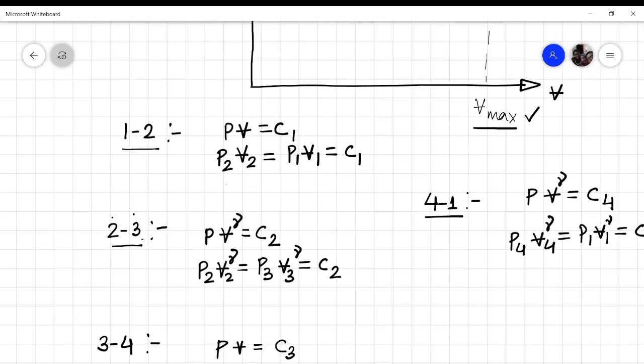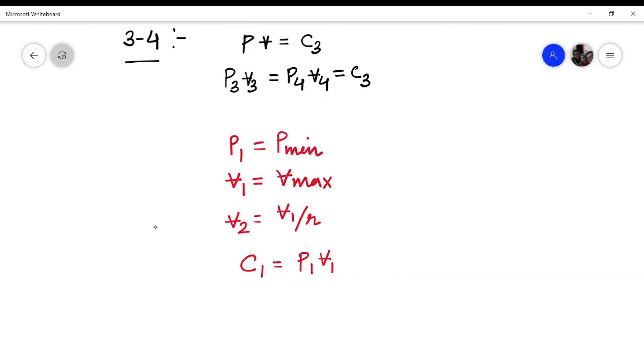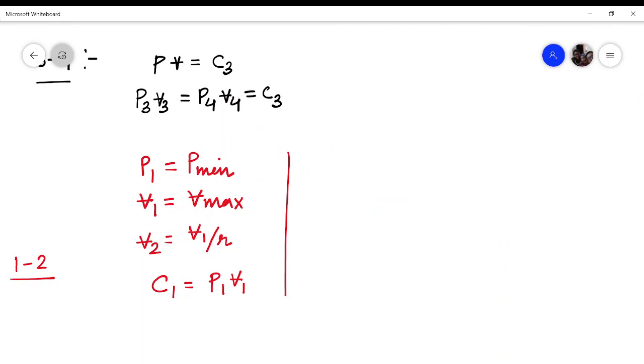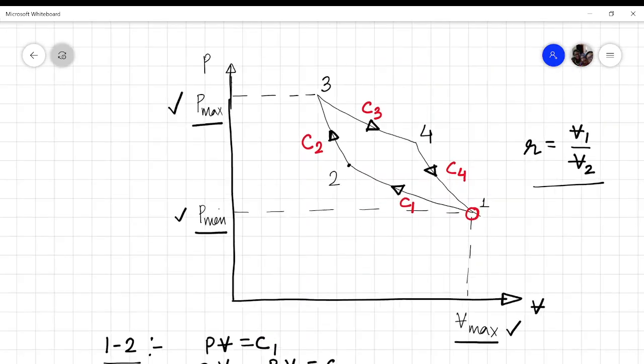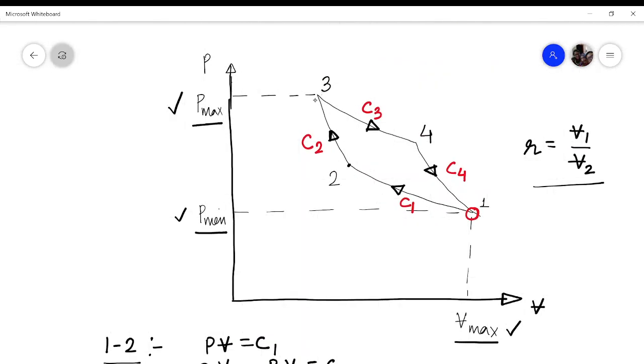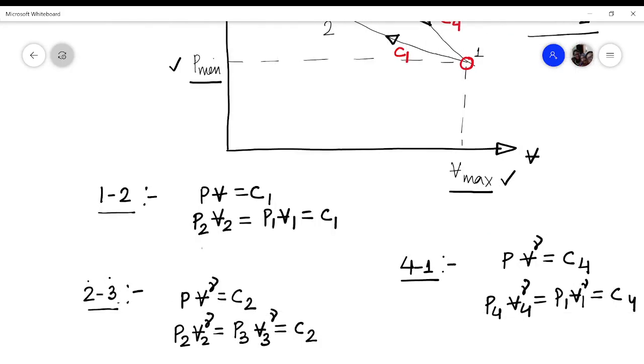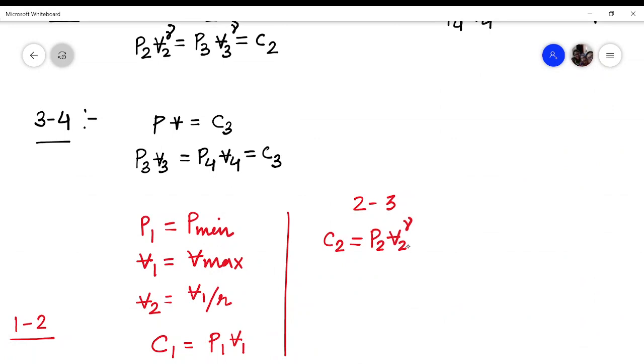We have talked of 1 to 2. Now for 2 to 3, that is a reversible adiabatic process. For that process you have seen that C2 was P2 V2 to the power gamma, because point 2 is lying not only along this isothermal but along this reversible adiabatic as well. So we have the information of P2, and C2 is P2 V2 to the power gamma. So I know C2.